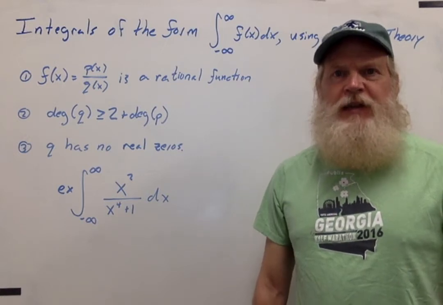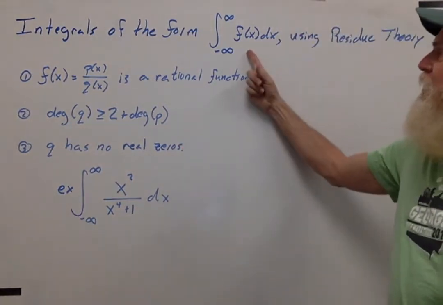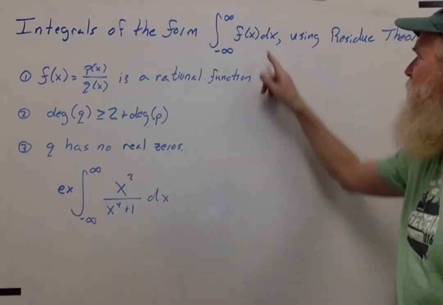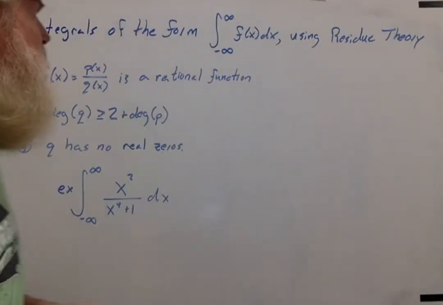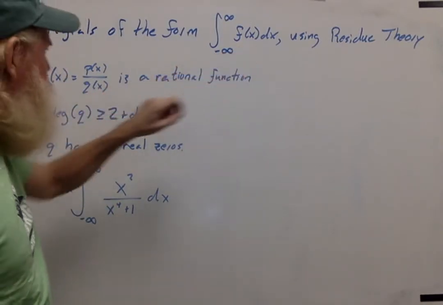In this video and the next, I'm going to explain how residue theory can be used to find certain integrals of the form integral from negative infinity to infinity of a function. Now, I'm going to show you the case when, first of all, the function f is a rational function.